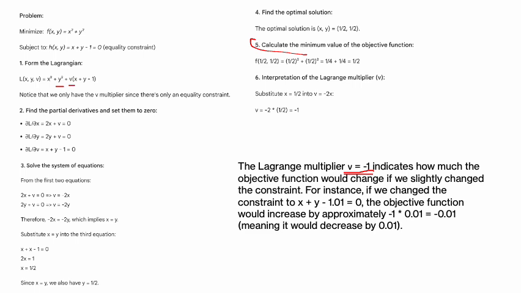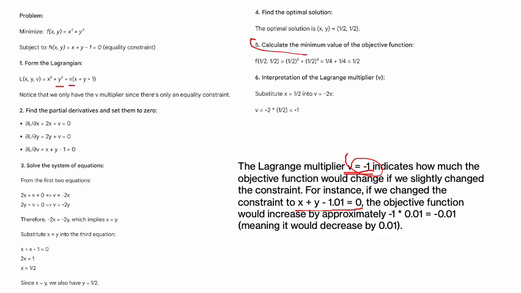So basically it's minus 1. It indicates that if you change the constraint a little bit, the objective function will change, right? So that's how you do this. For instance, if we change the constraint to x plus y minus 1.01 is equal to 0, the objective function will change by approximately minus 1 times 0.01. So basically, you can see the effect of changing the constraint parameter on the objective function through the Lagrangian multiplier, right? So that's how it is done.